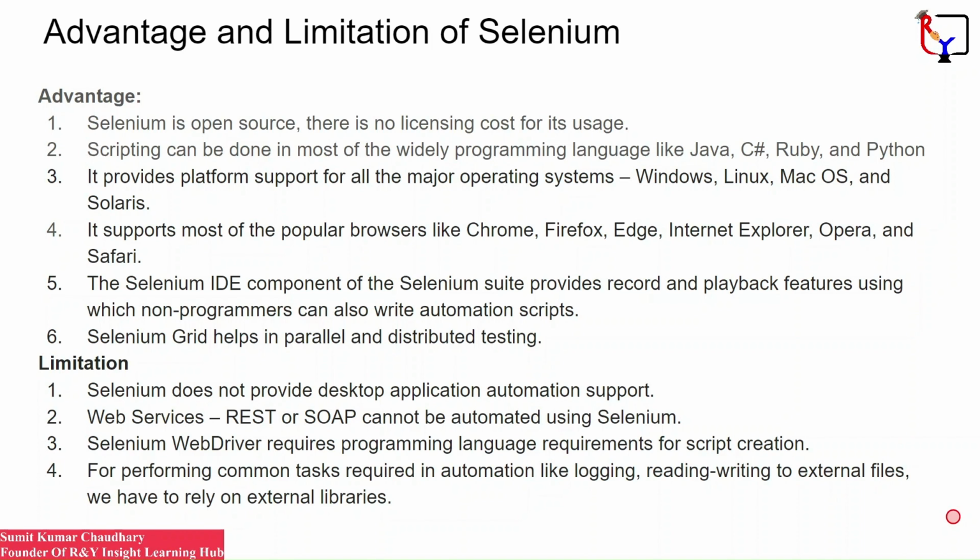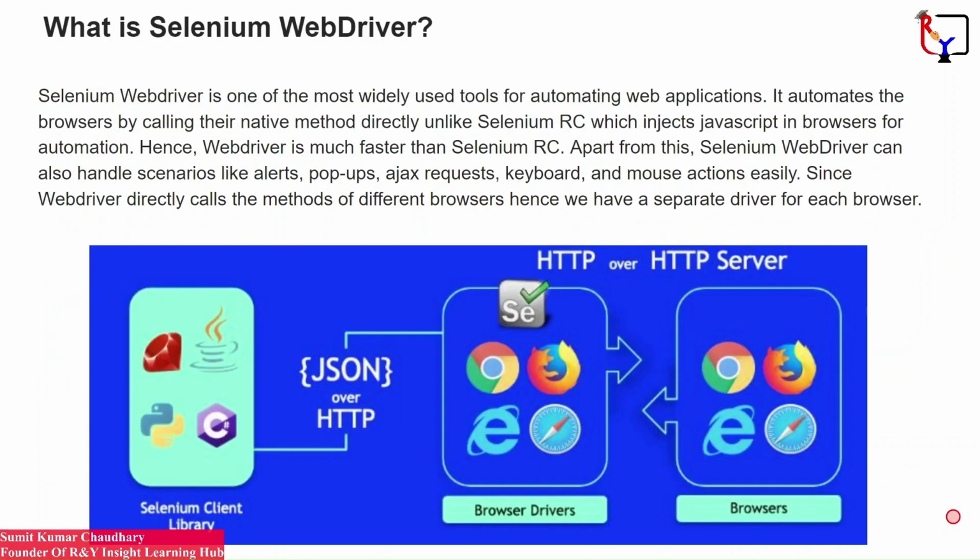Limitations are: Selenium does not provide desktop application automation support. Web services like REST or SOAP cannot be automated using Selenium. Selenium WebDriver requires a programming language for script creation. For performing common tasks required in automation like logging, and reading and writing to external files, we have to rely on external libraries.